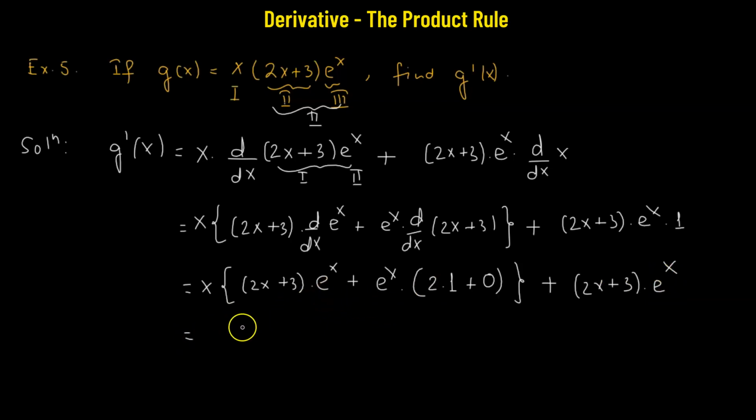So let's write everything neatly. So we have x times 2x plus 3 times e raised to the power of x plus x times e raised to the power of x times 2. So we have 2x times e raised to the power of x plus 2x plus 3 times e raised to the power of x. So this is the final answer, and it doesn't really matter if we have 2 functions or 3 functions, the product of 2 or 3 functions. We can always break it down, make life simple, and perform the derivative using the product rule.